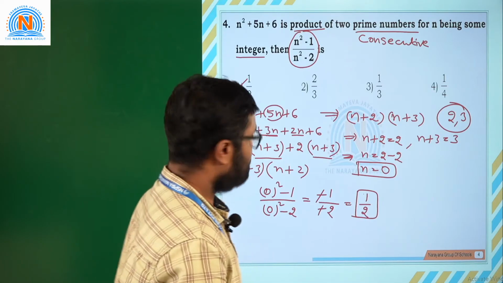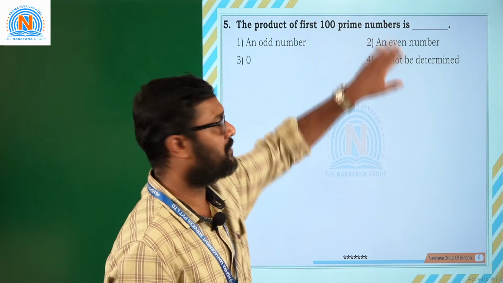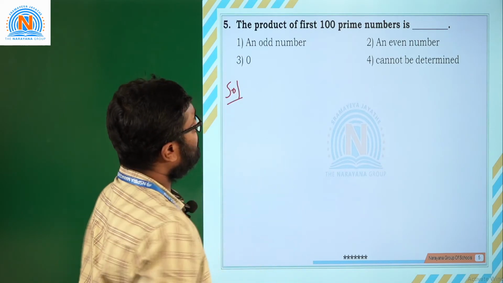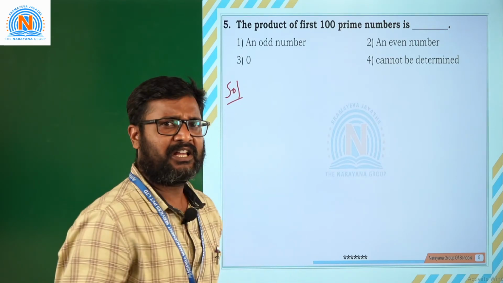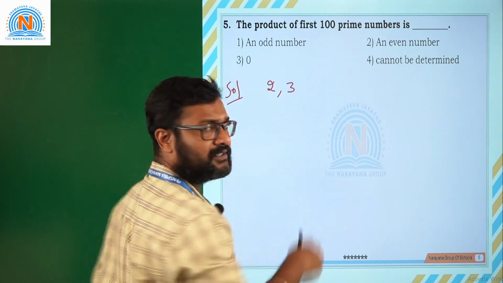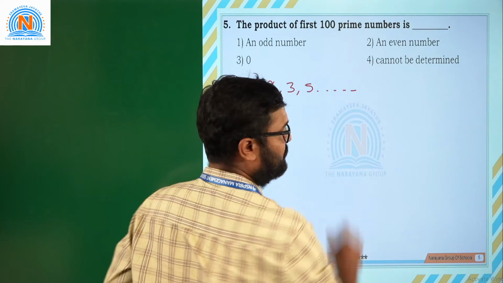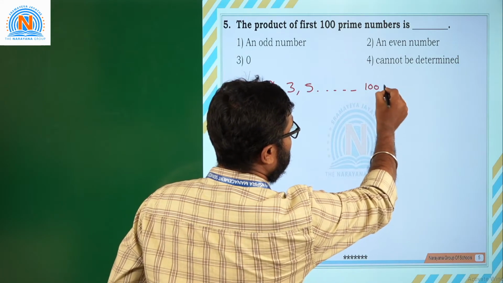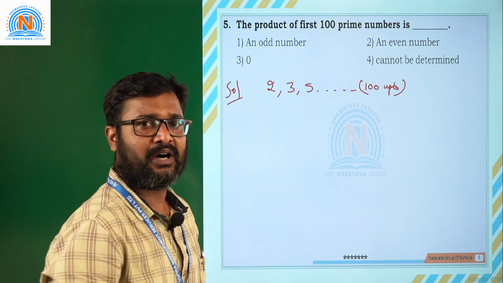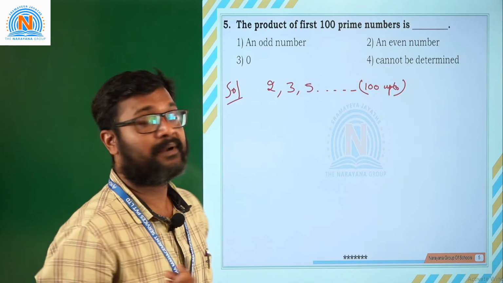So let us discuss the fifth question, children. The product of the first 100 prime numbers is. So this is very important, children. See here, the product of the first 100 prime numbers means the least prime number, what, children? 2, isn't it? 2, next 3, next 5, like that up to 100 terms. So up to 100 prime numbers we need to take, and we need to find their product.